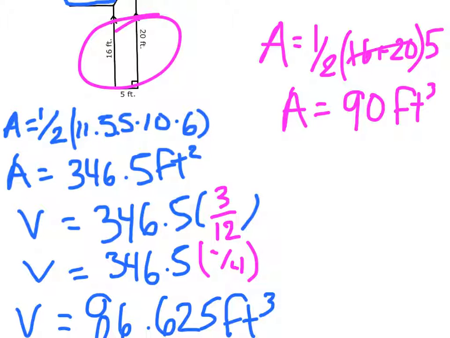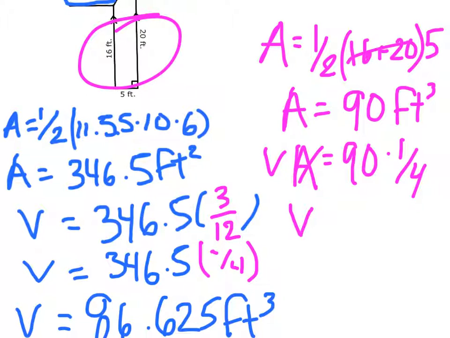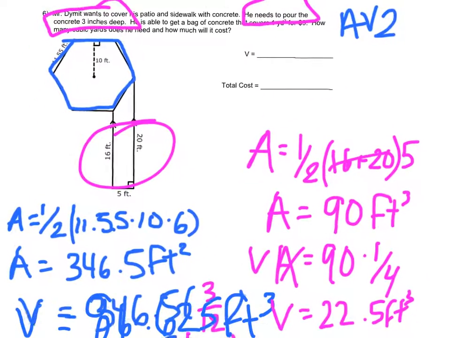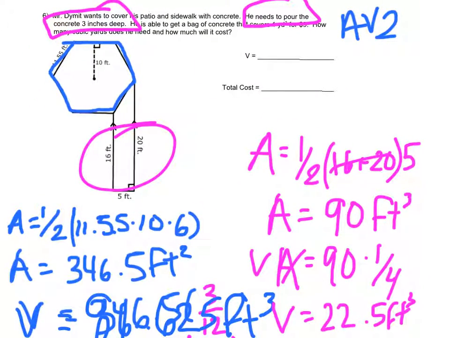But again, I know that I'm going to pour the concrete to a depth of 3 inches, which happens to be 1/4 of a foot. Or you can just say that the volume of that walkway will be 22.5 feet cubed. So if I add those two together, I'll have the volume in feet cubed of Mr. Dimmitt's concrete that he has to pour.